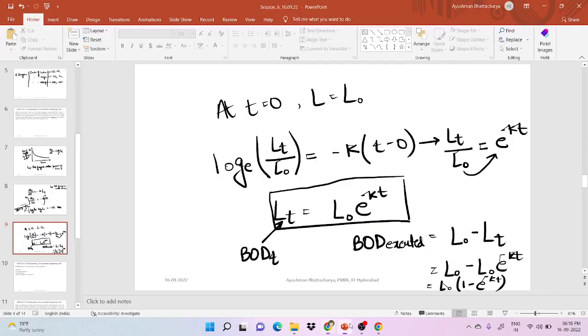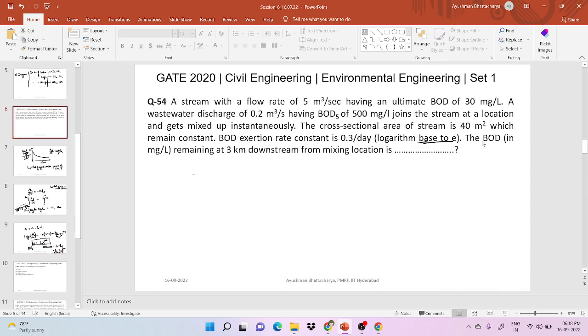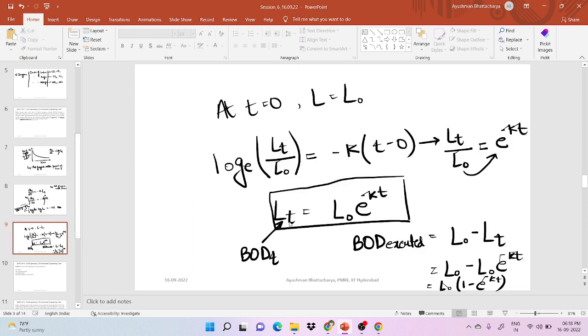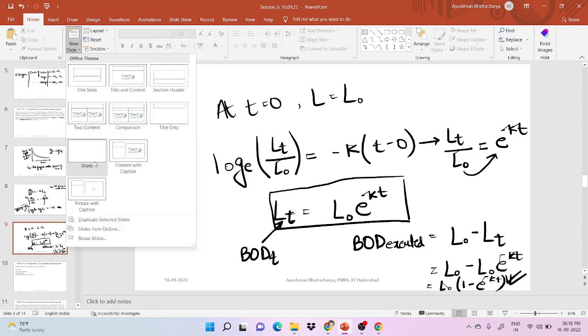Yes, sir. Okay. Now, there is a trick in this question. They are asking the BOD remaining at 3 kilometer downstream. So basically, they are asking BOD at time t. If they would have asked us BOD exerted, then we would have applied this formula. So now coming back to the question. This was the concept till now.